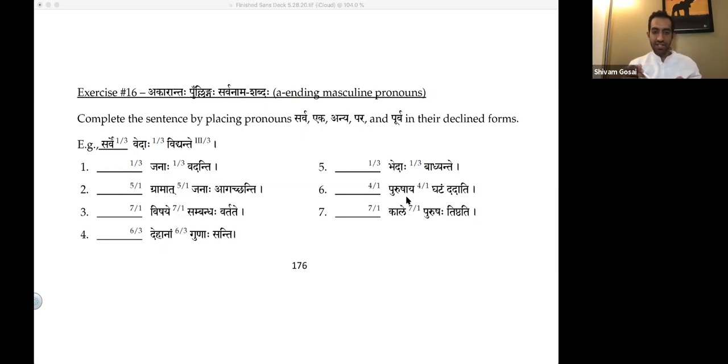Yes, sarve janaha vadanti. Now without parsing it fully, we can guess what this means. Janaha means people, vadanti means speak. Sarve janaha: all of the people speak. Now we want to do this with eka. Eka in 1-3 is eke, so some of the people speak, because eka in plural means some. Anya: anye janaha vadanti. Other people speak.